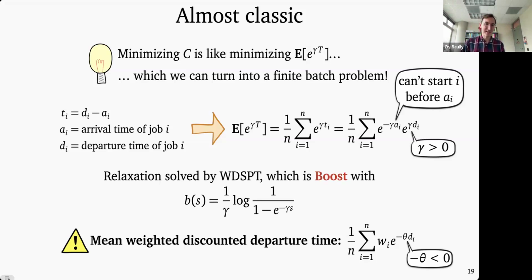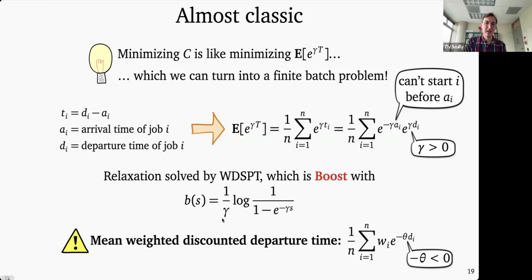And then by staring at the weighted discounted shortest processing time, by staring at the priority index that policy gives you, you take the log of it and you find that it's a boost policy, specifically with this boost function. And so what is this boost function? It's kind of like B of S equals 1 over S, except with two differences.